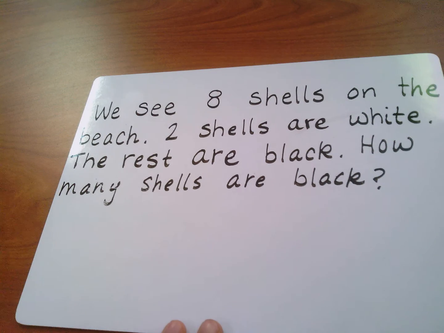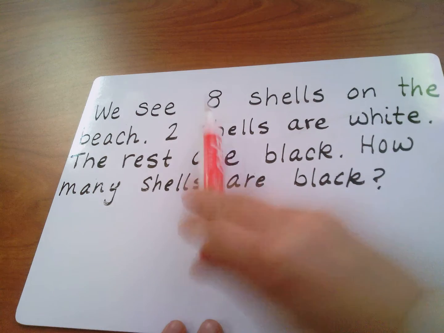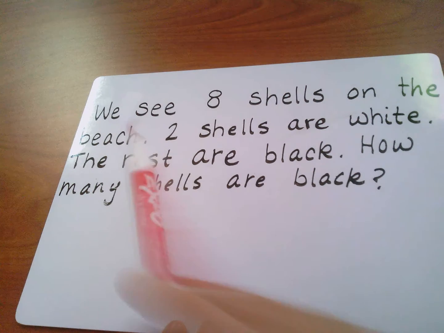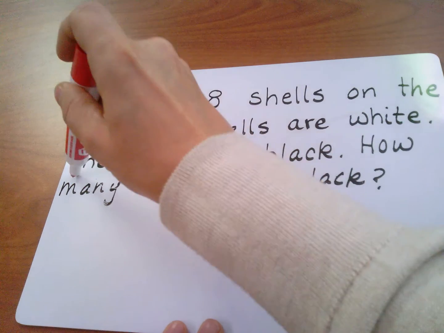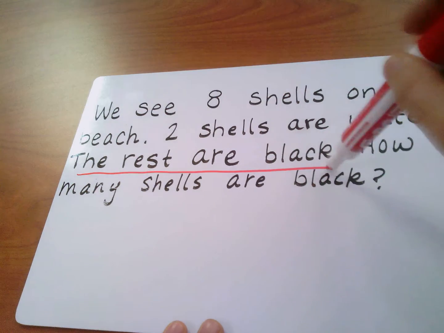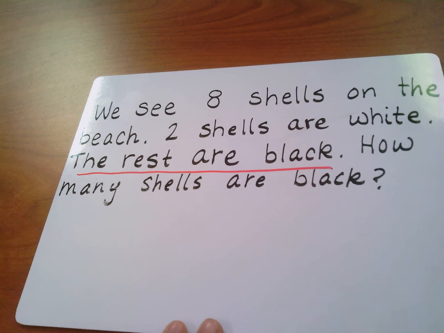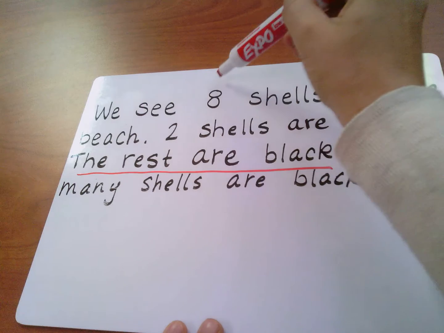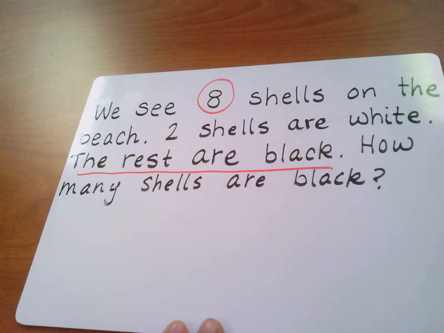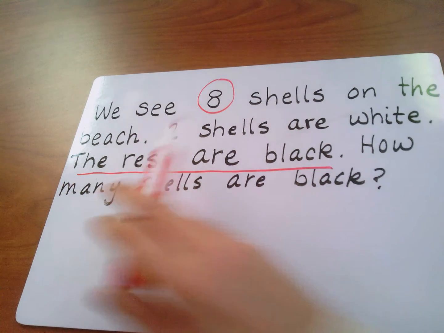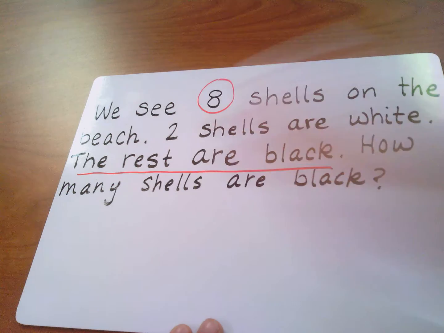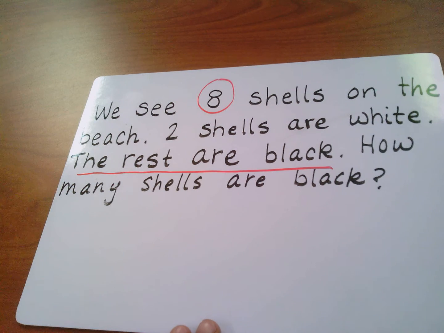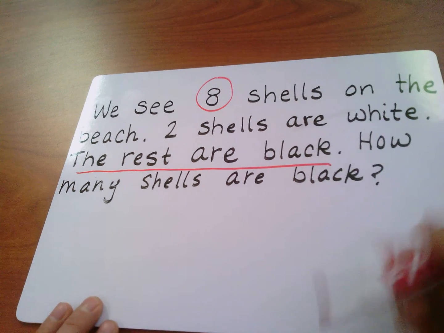Well, I'm going to go back and reread it. We see 8 shells on the beach. 2 shells are white. The rest are black. This is the unknown. How many shells are black? So we have the total, and we have one of the partners, which is 2. So this shows me that 2 shells that are white plus the amount that are black are going to give us a total of 8. So I'm solving for the unknown partner.